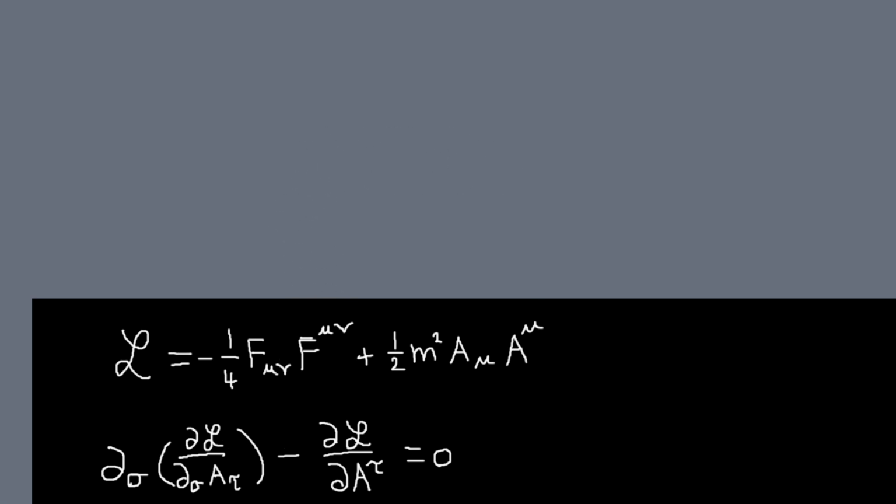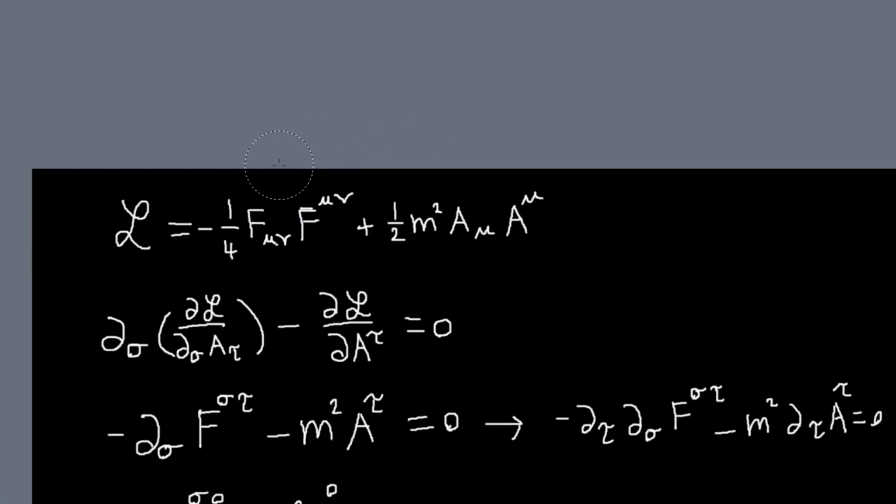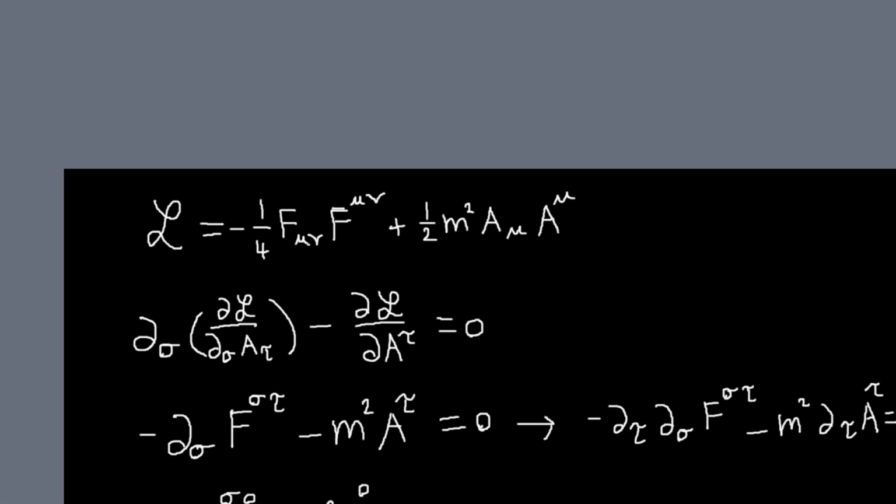So we can do that. We have our Euler-Lagrange equations here. And luckily, our new term doesn't involve any derivatives of A, so this term is just going to be what we had before. So dL/d(∂_σ A_τ) will just be negative F^{στ}. And we have this ∂_σ here. And then dL/dA_τ is easy to do. You just get this. And so this is our equation of motion.